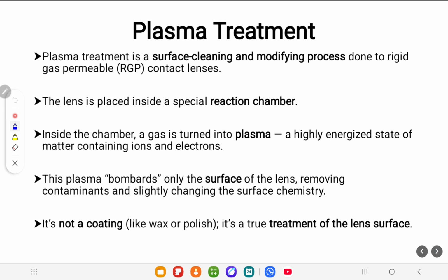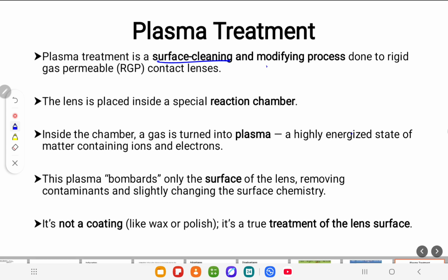Okay, so let's discuss plasma treatment, which is a very important point in the current market. What is plasma treatment? Plasma treatment is a surface cleaning and modifying process done on rigid gas permeable contact lenses. So it's not a coating. Just remember, it's not a coating. There is nothing we coat over the contact lens. It's a treatment.